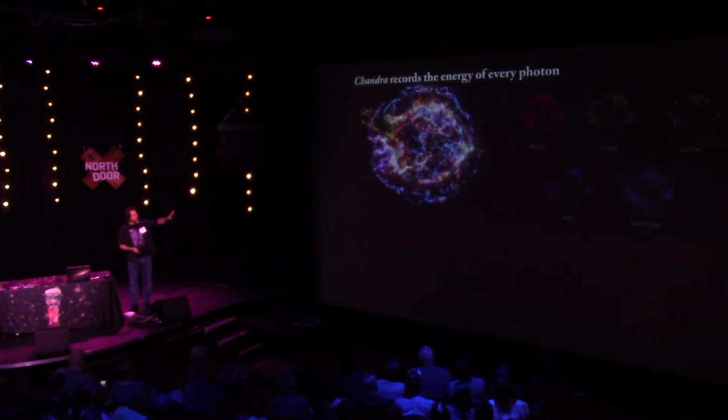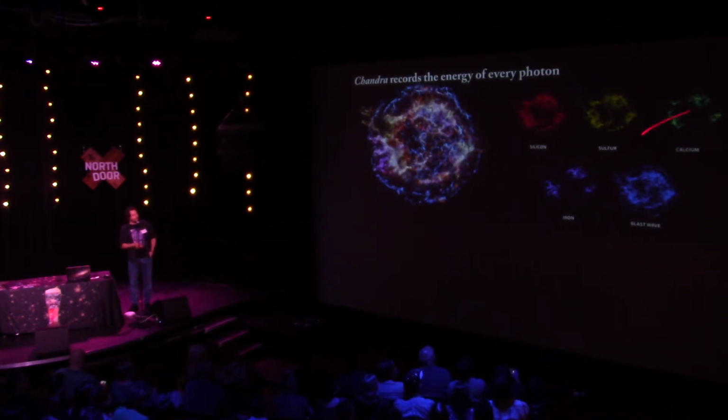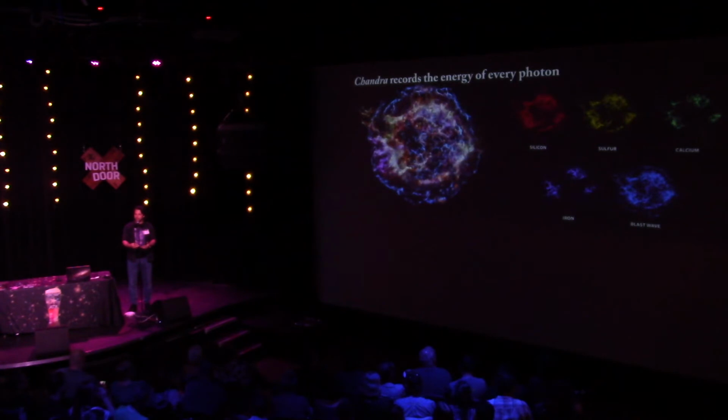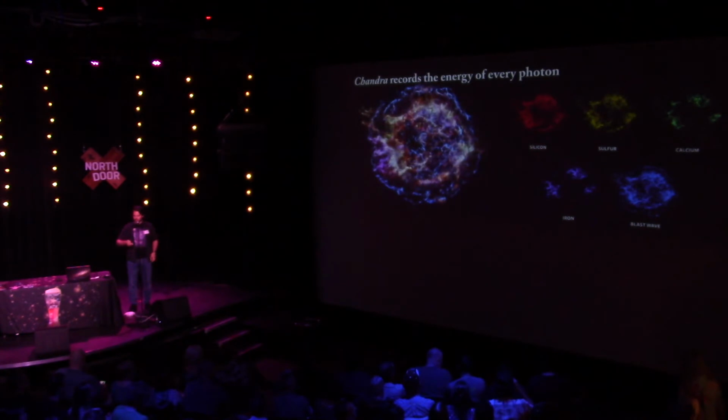So here's the remnant, and here's the remnant now in different elements, in silicon, in sulfur, in calcium, in iron, and then in emission that's associated just with the interaction of hot gases interacting with each other, and that blast wave. And this is just absolutely phenomenal. Because again, this is a wonderful confirmation of the story that we have built up, that we understand about stellar evolution, which is that these massive stars, throughout their lives, they build up these heavy elements through nuclear fusion in their cores, and when they explode, they disperse those elements into the universe. And that's what you're seeing here.